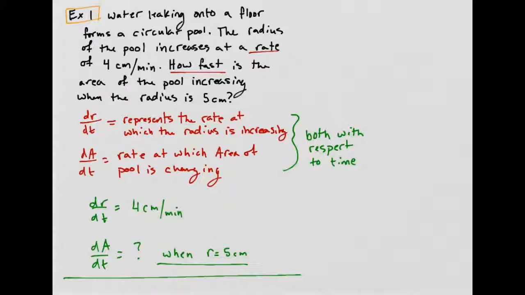So, let's think about all that we know for this problem. I wrote down the rate that I know, right here. I wrote down what I want to know, and when I want to know it. I wrote down my notation, what that means, and water leaking onto the floor in a circular pool. Ooh, I know stuff about circles.